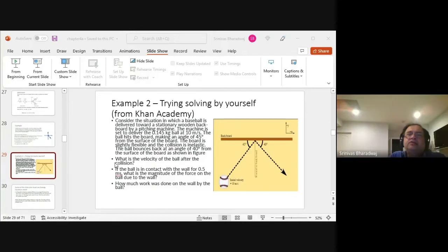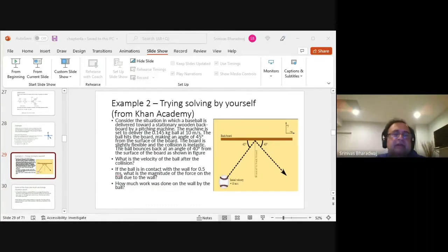Consider the situation in which a baseball is delivered towards a stationary wooden board by a pitching machine. The machine is set to deliver the 0.145 kg ball at 10 meters per second. The ball hits the board at a 45-degree angle. The board is slightly flexible and the collision is inelastic. The ball bounces at an angle of 40 degrees from the surface. What is the velocity of the ball after the collision?